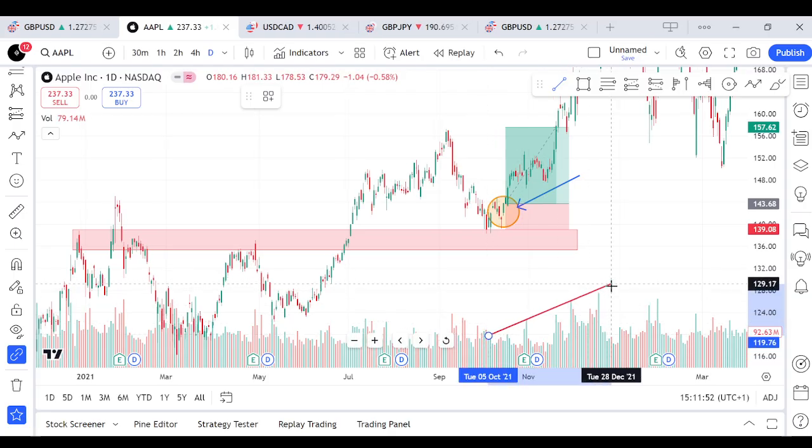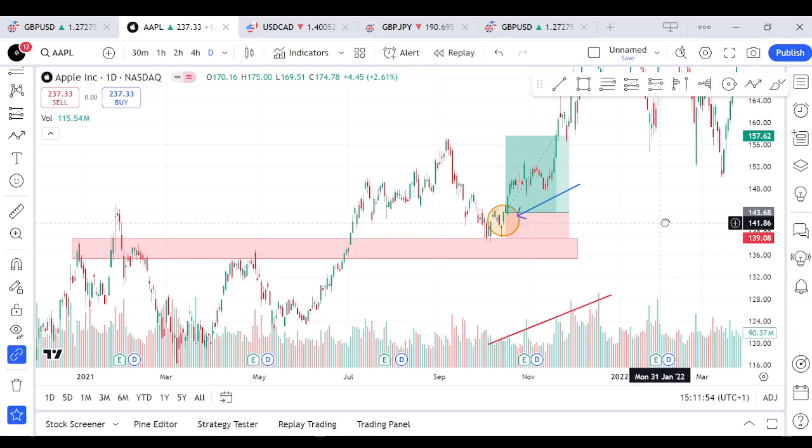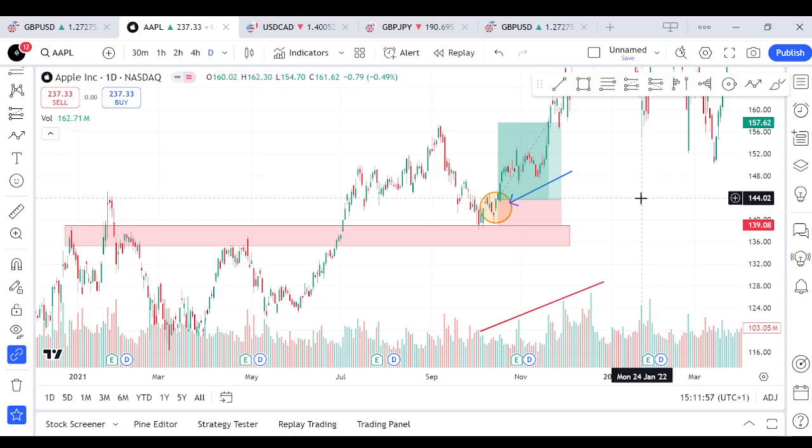Always use volume to confirm your trades. Watch for the rise in volume to confirm your signals, and higher volume can validate the strength of the reversal and increase the likelihood of a successful trade.